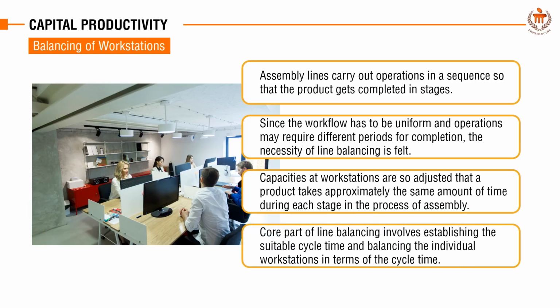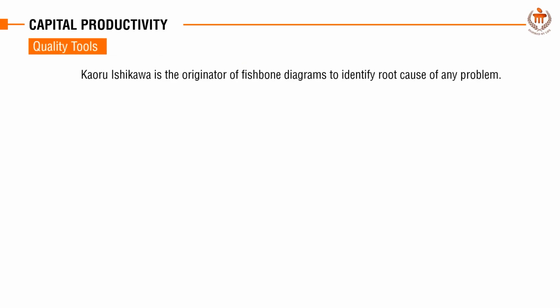Number four, a core aspect of line balancing involves determining the suitable cycle time, which is the time allocated for completing a task at each workstation. By balancing individual workstations according to this cycle time, manufacturers can enhance productivity and reduce idle time, leading to a more efficient assembly line. Now, let's discuss the quality control tools that complement these strategies.